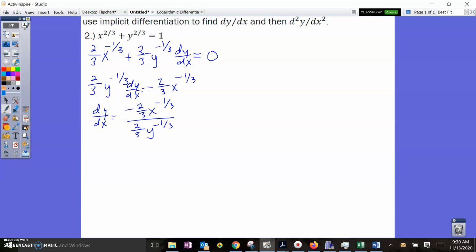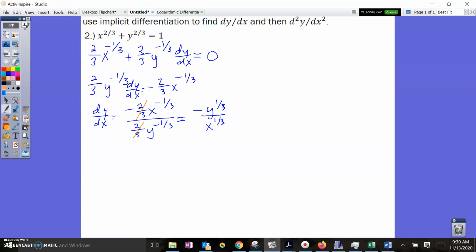And since those exponents are negative, I can move those variable expressions to the other part of the fraction and make the exponents positive. And I can also cancel out the 2/3 from both numerator and denominator. And if I do all of that, it leaves me with the opposite of y to the 1/3 over x to the 1/3. So that's my first derivative.